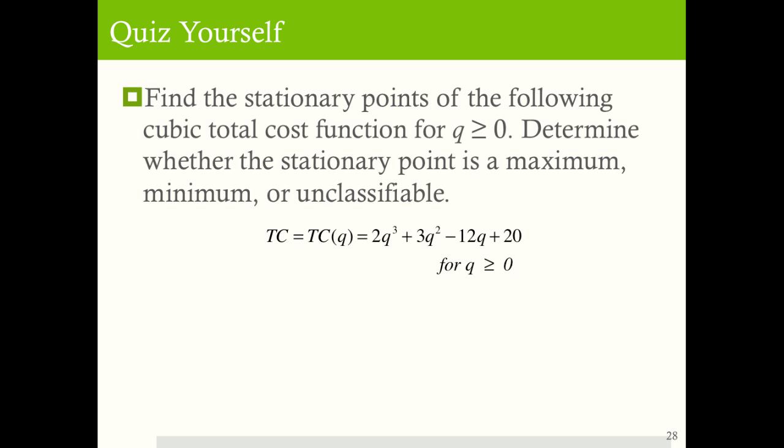Quiz yourself. Find the stationary point or points of the following cubic total cost function, assuming q is greater than or equal to 0. Determine whether the stationary point is a maximum, a minimum, or unclassifiable. The total cost function depends on q. It's equal to 2q to the third plus 3 times q squared minus 12q plus 20. Pause the video and try this on your own.